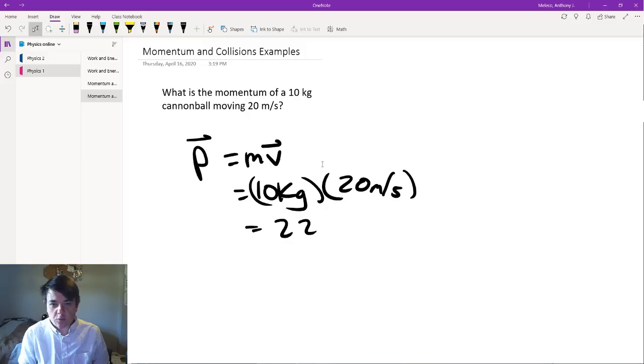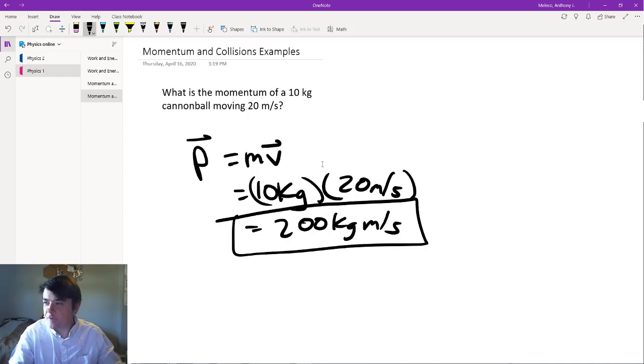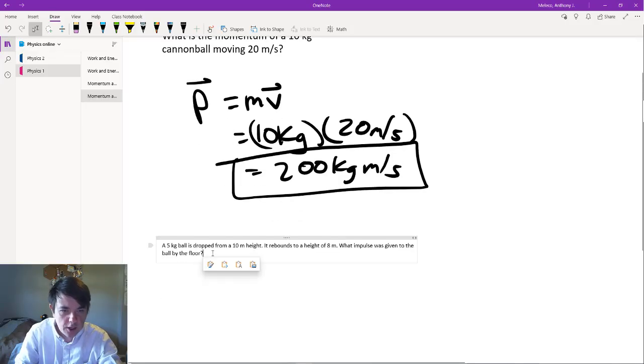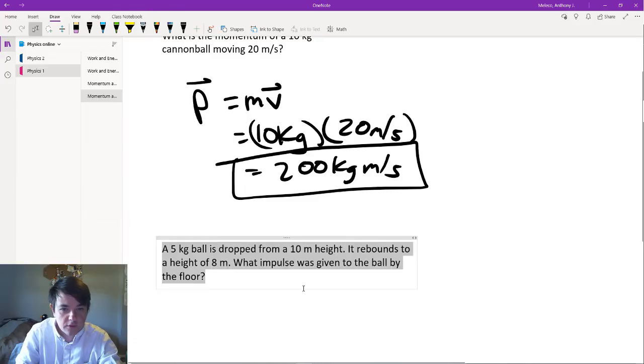10 times 20 is 200. 200 kilogram meters per second, which is momentum's units. And that's that for that type of problem. So pretty easy, not too difficult. You just plug it in. All right. Now let's get to another type of problem you might see.